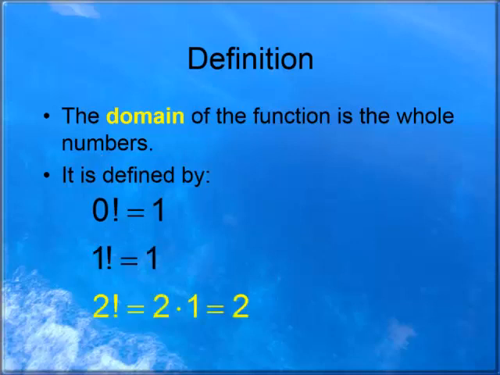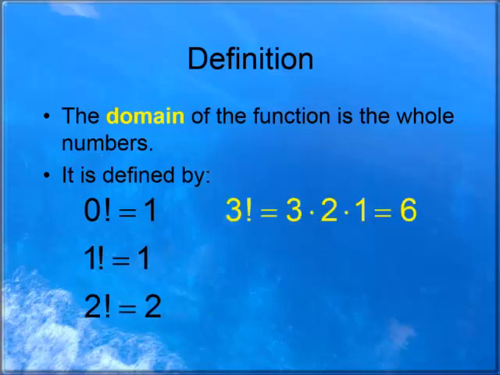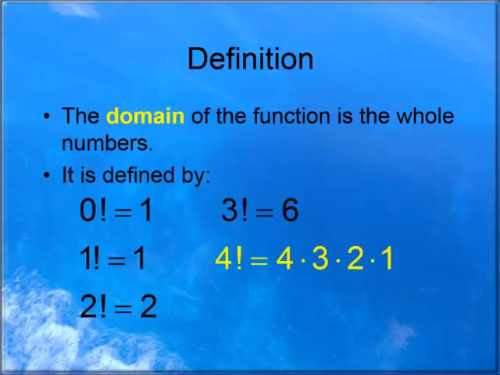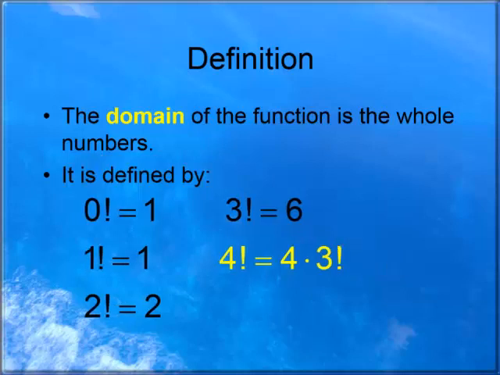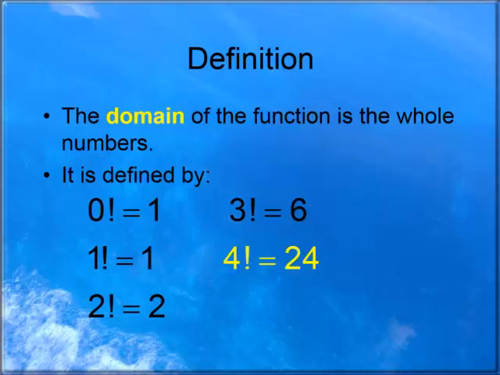2 factorial is 2 times 1, which gives me 2. 3 factorial is going to be 3 times 2 times 1, which gives me 6. Now please notice, 2 times 1, that was 2 factorial. So 3 factorial is actually 3 times the answer to 2 factorial. Here we go for 4. 4 factorial is 4 times 3 times 2 times 1. 3 times 2 times 1 is 3 factorial, so 4 factorial is 4 times 3 factorial. That will give me 24.